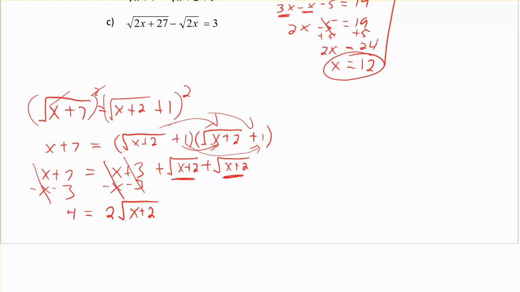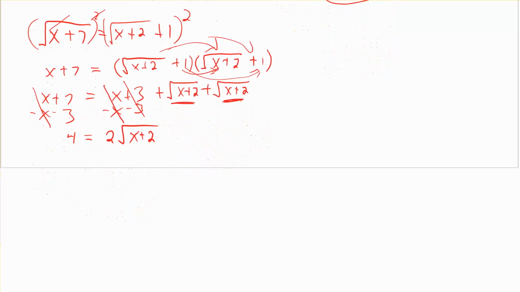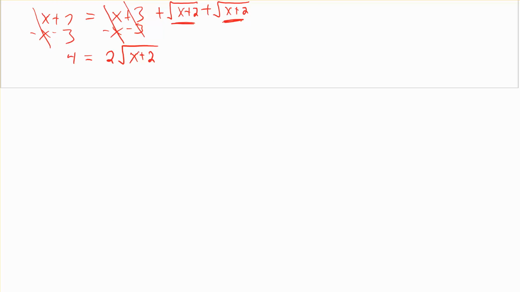That last thing I'm going to do, or not last thing, but I'm moving on. This 2 has to be the next one to go. So I'm going to divide both sides by 2. So divide by 2, divide by 2. Those equal 1 or cancel. So I'm left with 2 is equal to the square root of x plus 2.